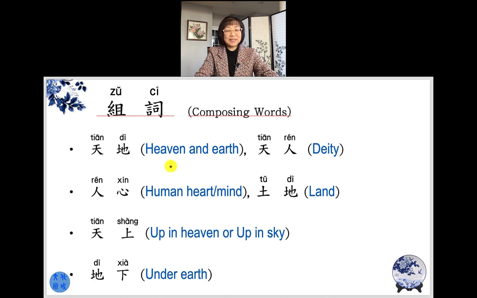So let's practice these words again. 天地, 天人, 人心, 土地, 天上, 地下. Alright, so from now on, we're going to learn more characters and we're going to make more words.